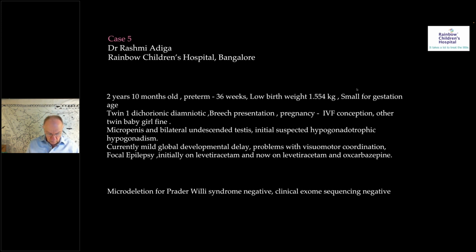Yeah, so this is a 2-year, 10-month-old child whom I've been following up since the baby was 2 months old. He was one of a twin. The other twin is extremely well. So they were preterm, 36 weeks, low birth weight, and small for gestational age. And it was IVF conception. So when the baby was born, I think the concerns were more around micropenis and bilateral undescended testes. And initially they suspected hypogonadotrophic hypogonadism.